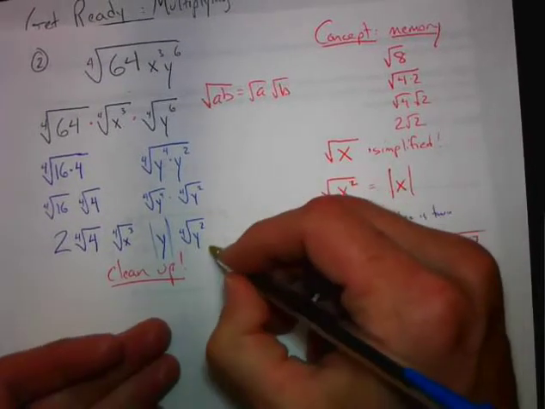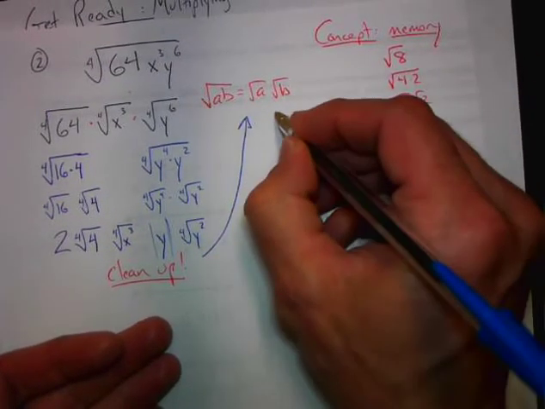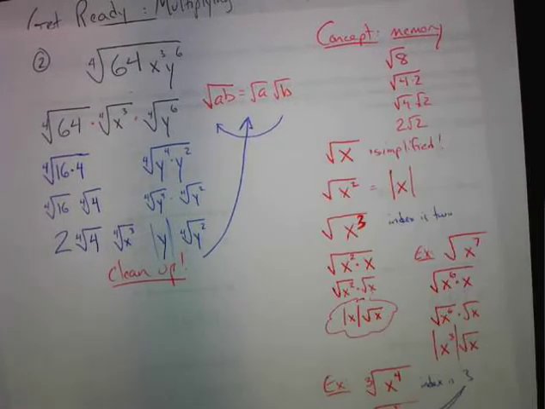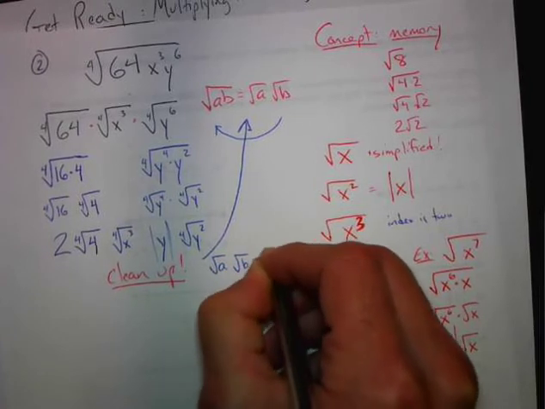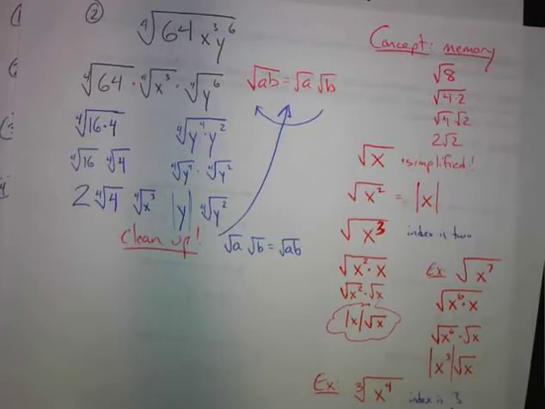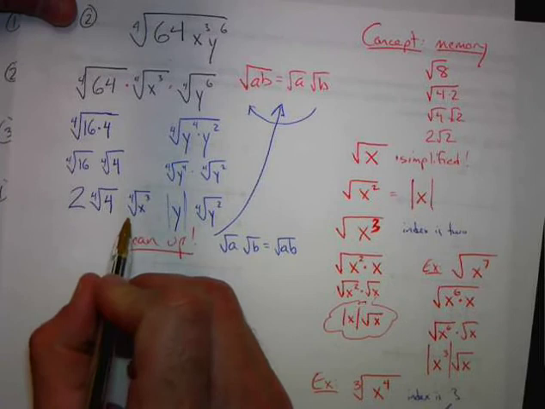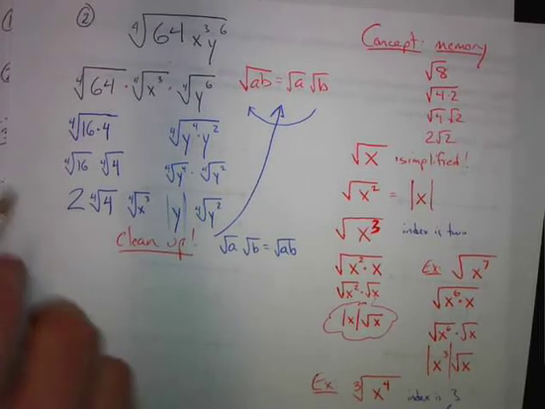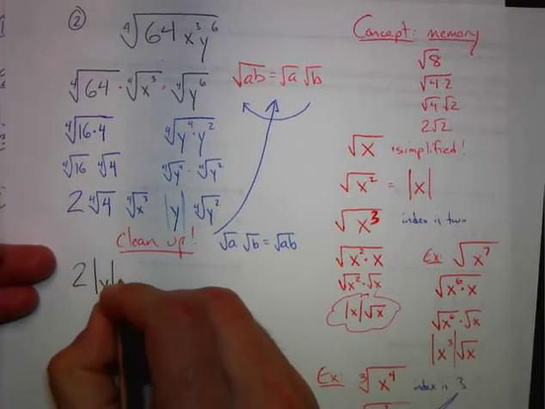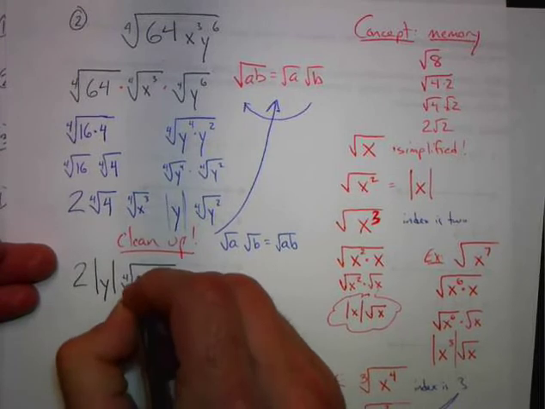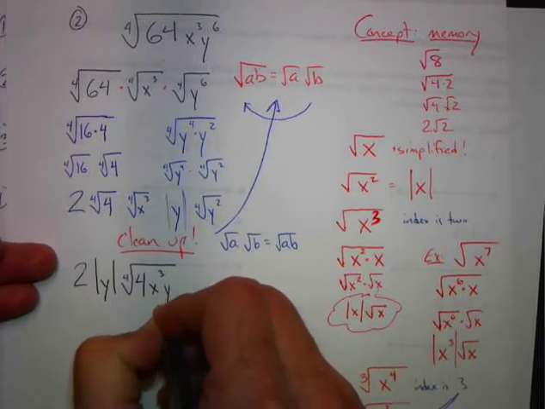And to clean that up, we have to look at this but then go the other way. We have to remember that the square root of a times the square root of b is equal to the square root of ab. Isn't that neat? So what we can do then is go the other way. Let's take what we have here. The 2 is not inside the radical, and neither is the absolute value of y. So we have 2 times the absolute value of y. Inside the radical, we have 4 x to the third power y squared.